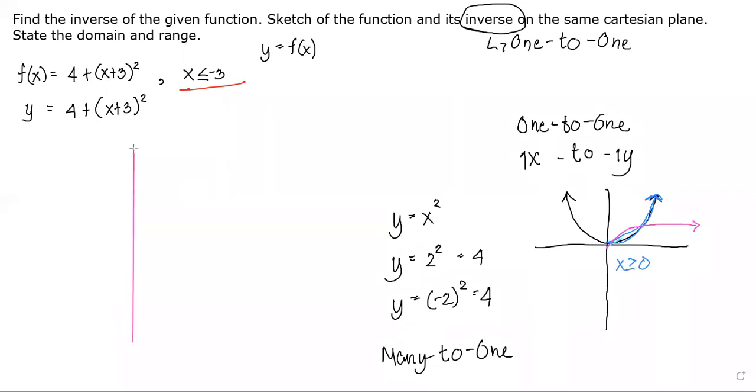Ito, straight line. Pink yung Cartesian plane. Ano ba pwede? Red. Okay, so red yung una.